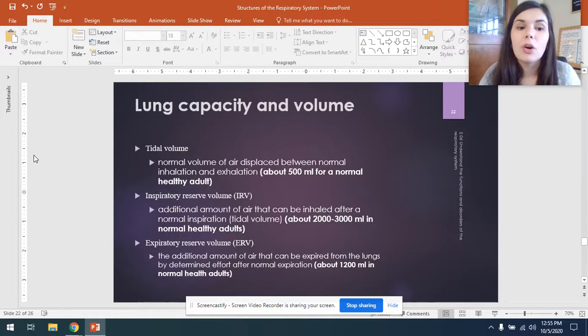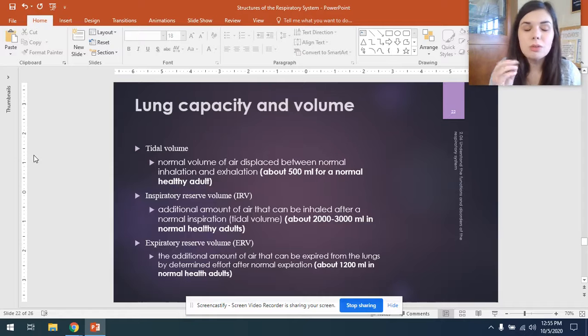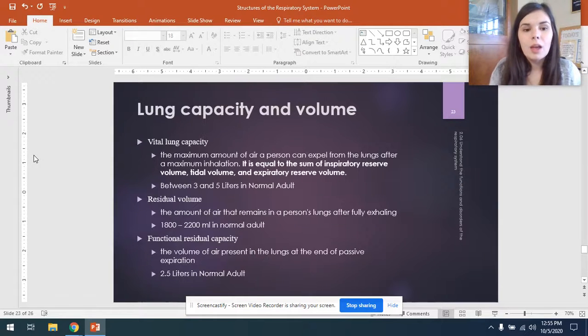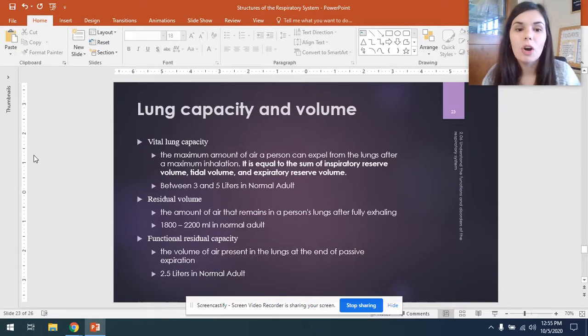Lung capacity and volume, there are many different measurements, and I'm only going to touch on these very briefly because on Thursday we're going to revisit some of these slides and talk about how to measure vital lung capacity. So you have tidal volume, inspiratory reserve volume, and expiratory reserve volume. We're going to talk about all of these on Thursday. I just wanted to show them to you so that you get used to seeing them. Then we also have our vital lung capacity, which is what we're going to be learning how to measure on Thursday, as well as your residual volume and your functional residual capacity.